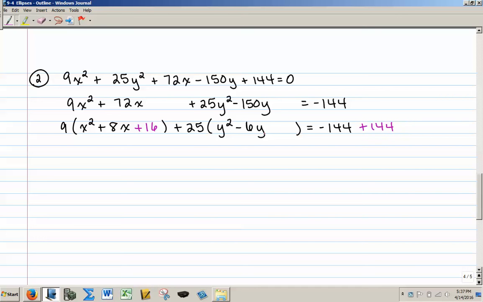And to complete the square with my y's, I need to take half of b and square it. So that's going to be plus 9. But I didn't really just add a 9. I really added 25 times 9, which is 225.